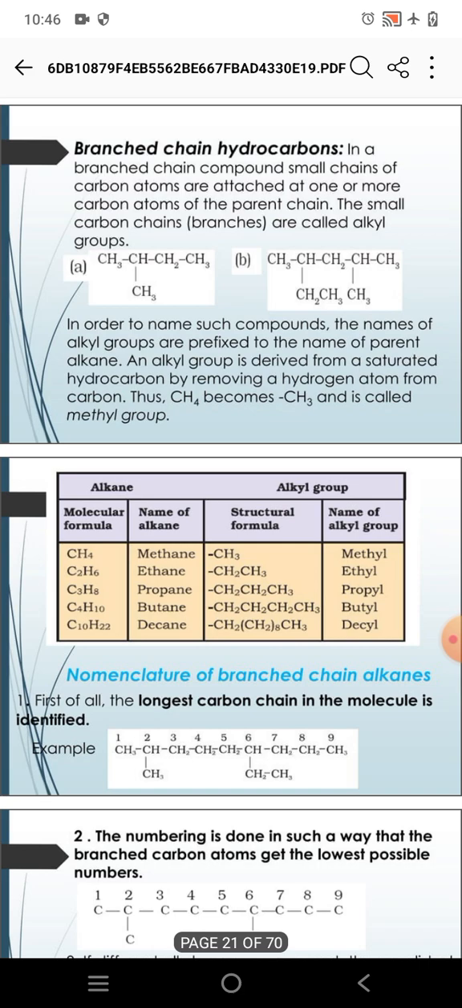And then at the 2 position and the 4 position there is a methyl group attached on the parent chain. In order to name such a compound, the names of the alkyl groups are prefixed to the name of the parent alkane. An alkyl group is derived from a saturated hydrocarbon by removing a hydrogen atom from a carbon. Thus, CH4 becomes CH3, called the methyl group, and C2H6 becomes CH2CH3, called the ethyl group.